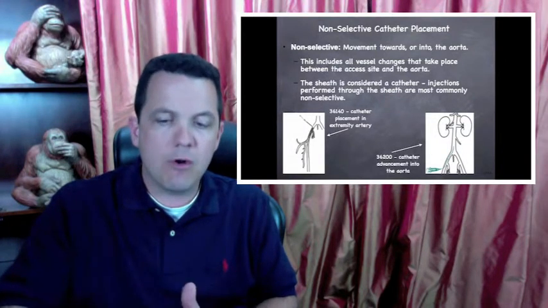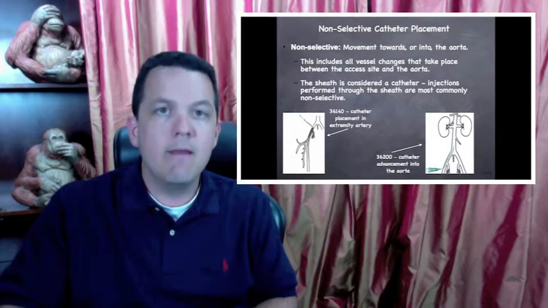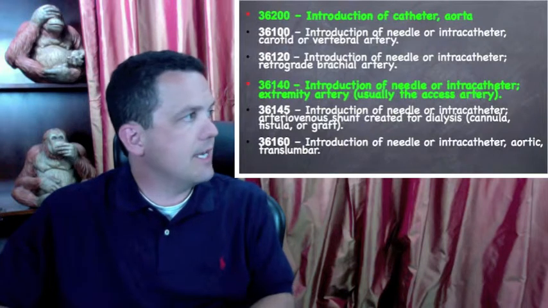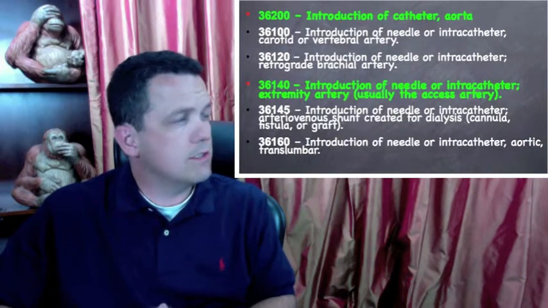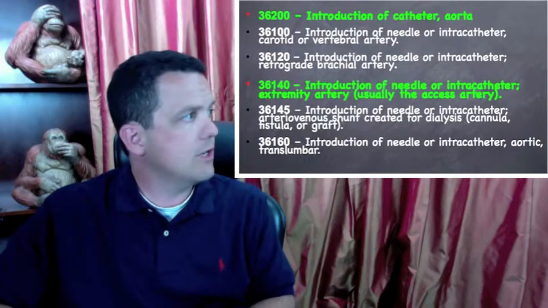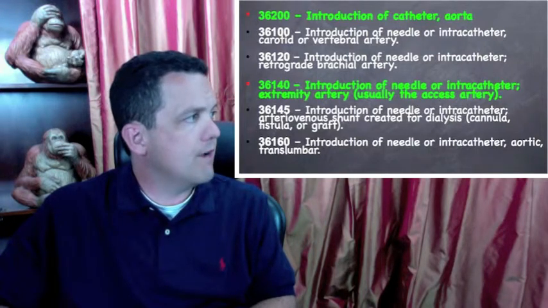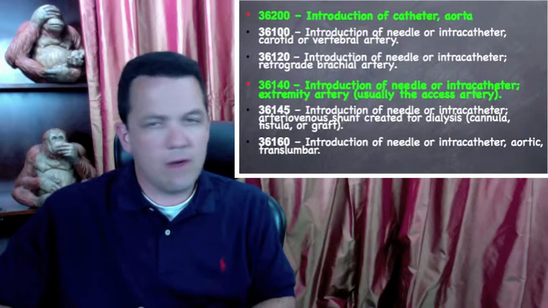The fact that the catheter ultimately made it into the aorta makes it so that's the only code that we're going to be reporting. Now, the full definition of these codes I've got on the next slide here, and you can see 36200, its official definition is just introduction of catheter, aorta. 36140 is defined as introduction of a needle or intracatheter into an extremity artery.